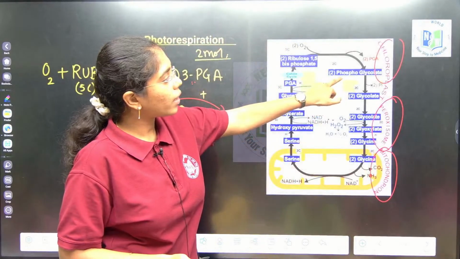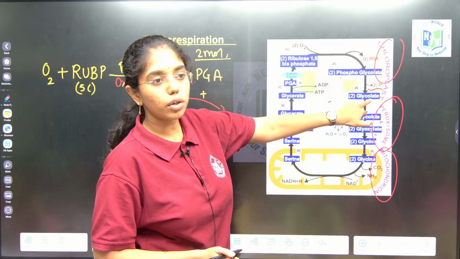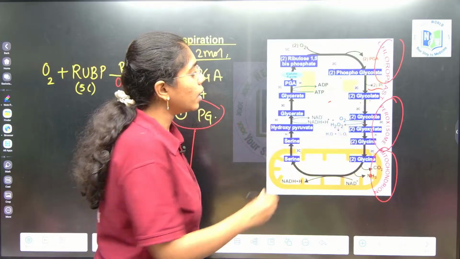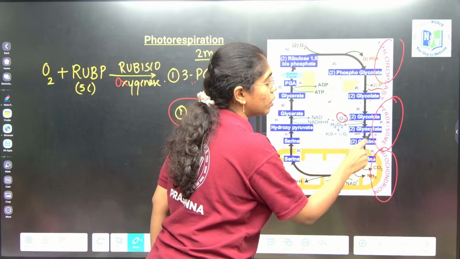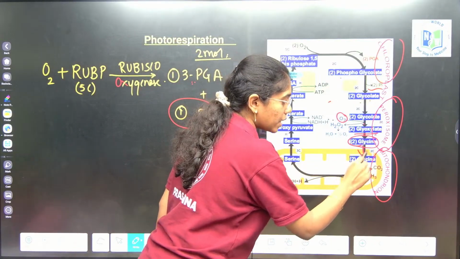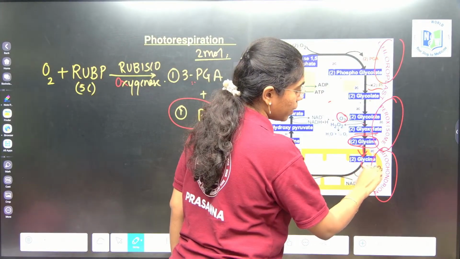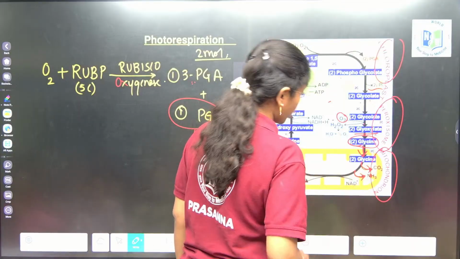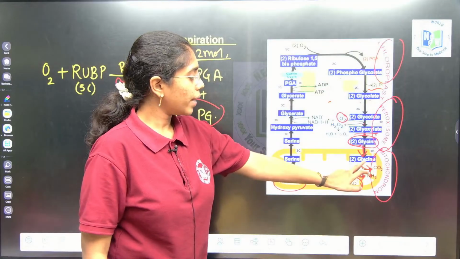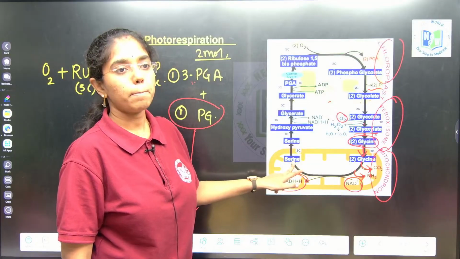First, phosphoglycolate after dephosphorylation gets converted to glycolate. Glycolate enters into peroxisomes. Here it gets oxygenated and converts to glyoxylate, which turns to glycine. Glycine enters into mitochondria. Here in mitochondria itself, from glycine carbon dioxide goes out, ammonia goes out, and this utilizes NAD plus as well. Glycine gets converted into the amino acid serine inside the mitochondria.